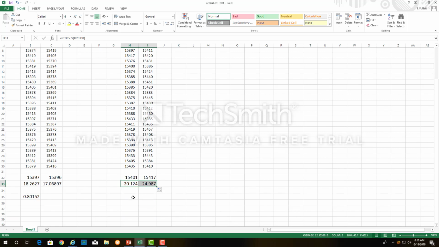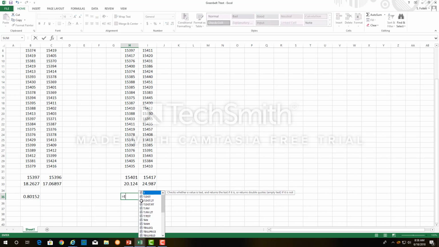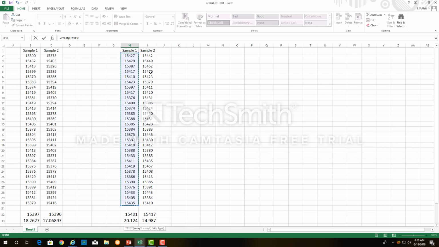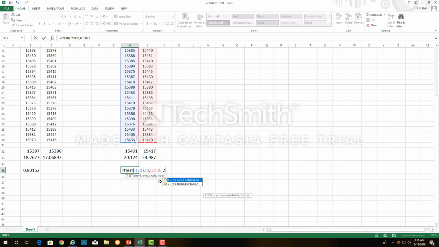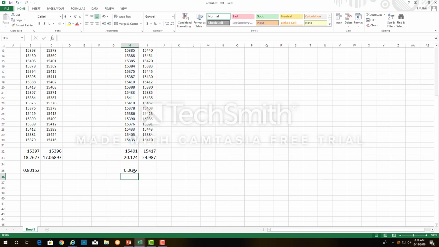So I'm going to do my t-test on this. Okay, there's array 1. Array 2. Again, we want the two-tailed test in Green Belt. So it'll always be 2, 2 at the end. In this case, I came up with 0.0087. In other words, there's less than 1%. So it's a 0.87% chance that the variation I'm seeing between these two groups is a result of random variation.